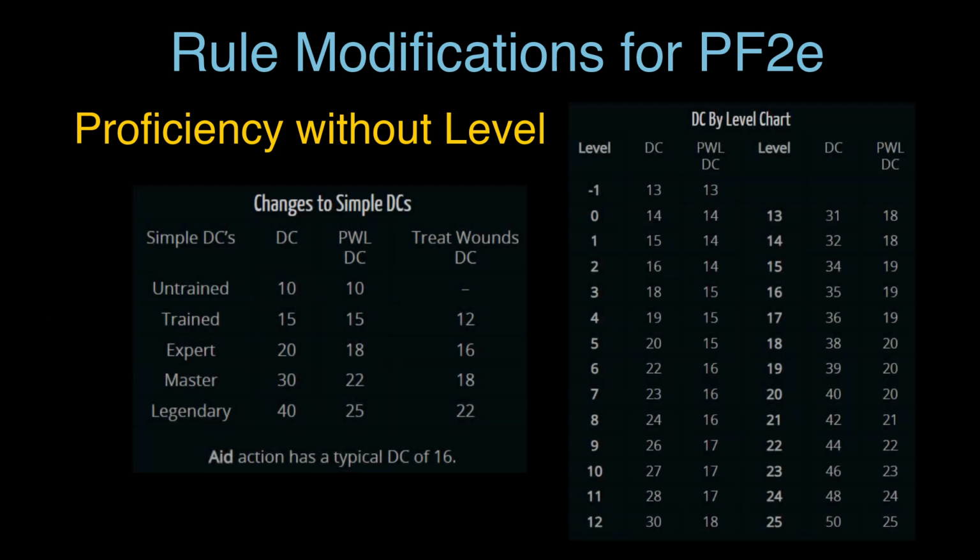Displayed here are the modified simple and level-based DC charts that I use. I also want my characters to be able to easily restore hit points between encounters using the medicine skill and the treat wounds action. Therefore, I set the DCs for this action lower than might be expected. I also set the DC for the aid action to 16.